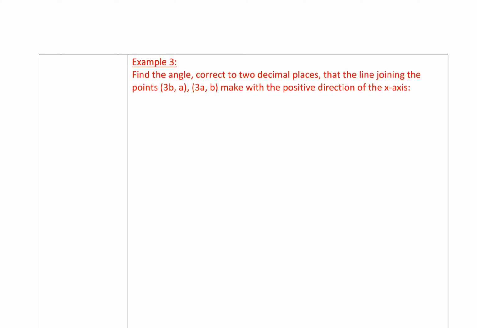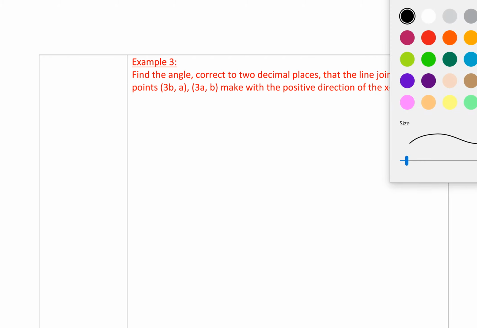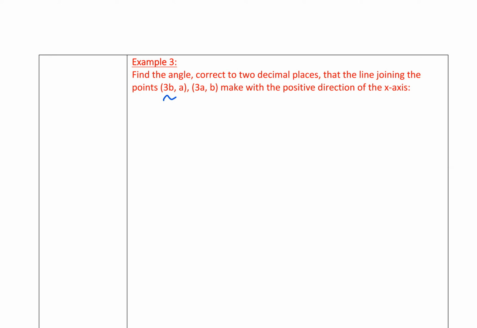Let's put this into practice. Find the angle, correct to 2 decimal places, that the line joining the points (3b, a) and (3a, b) makes with the positive direction of the x-axis. So I've got to find an angle, and I've got 2 points. Let's start by finding the gradient. m is equal to b minus a divided by 3a minus 3b.